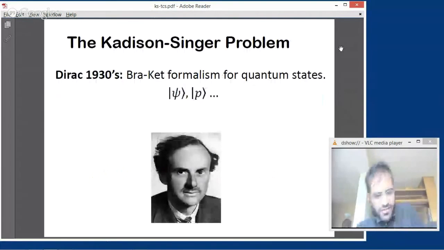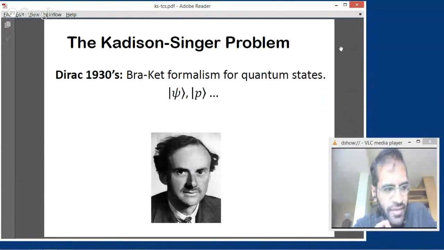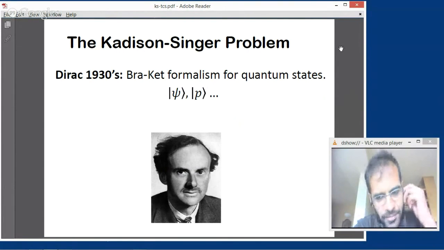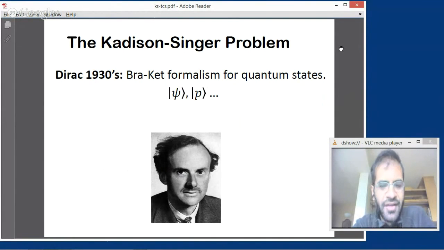This is a problem that came out of mathematical physics. It came out of trying to get axioms for quantum mechanics. It started with the work of Dirac in the 1930s, who came up with this bracket formalism for describing quantum states. In this formalism, states are vectors in some kind of Hilbert space, and observables are self-adjoint matrices, and there's a notion of measurement and so on. And Dirac developed this in his book Principles of Quantum Mechanics.